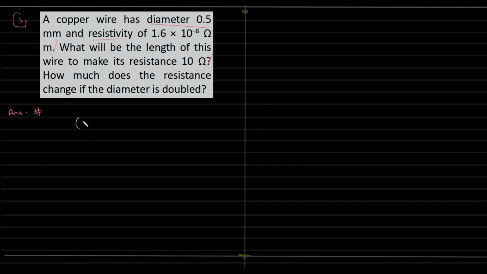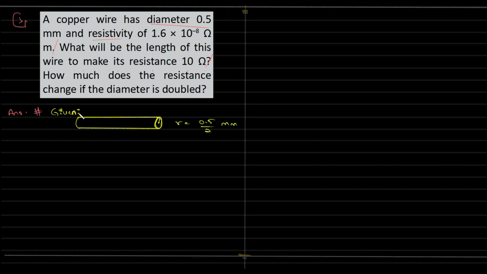So we have a wire whose length we are not aware of. We are aware of the diameter, so the radius is half of that. Again, we need to convert this from millimeter to meters. The resistivity and everything is known. Resistance is also known. So quite a few things are known. So I'll write given.